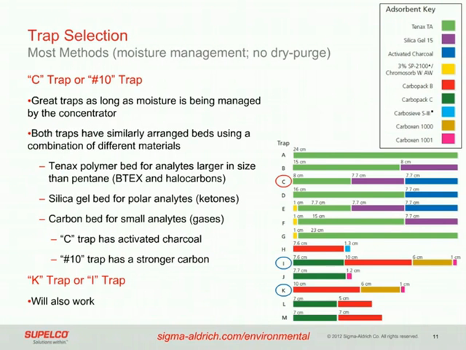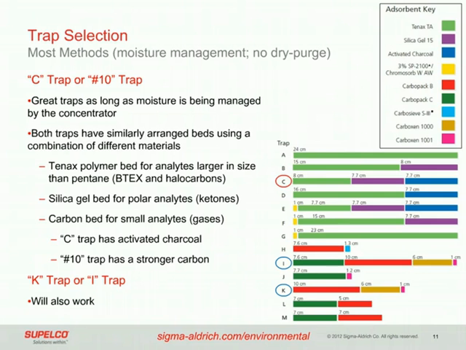Another configuration for doing most methods is using moisture management and having a dry purge not available, or not using a dry purge. So this would be the other way of doing most methods, with moisture management, no dry purge. The C-trap or number 10 trap are really what I would consider the best choices for these methods. These are great traps as long as the moisture is being managed by the concentrator. Both traps are very similar.